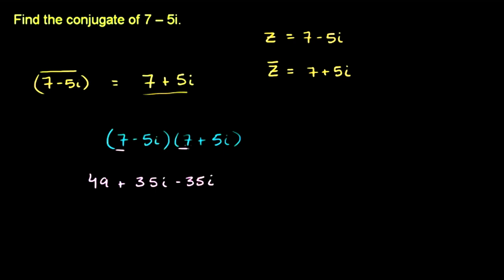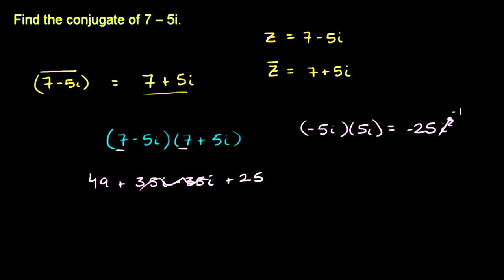Then you have negative 5i times positive 5i. Well, that's negative 25i squared. And negative 25i squared, remember, i squared is negative 1. Let me write this down. Negative 5i times 5i is negative 25 times i squared. i squared is negative 1. So negative 25 times negative 1 is positive 25.